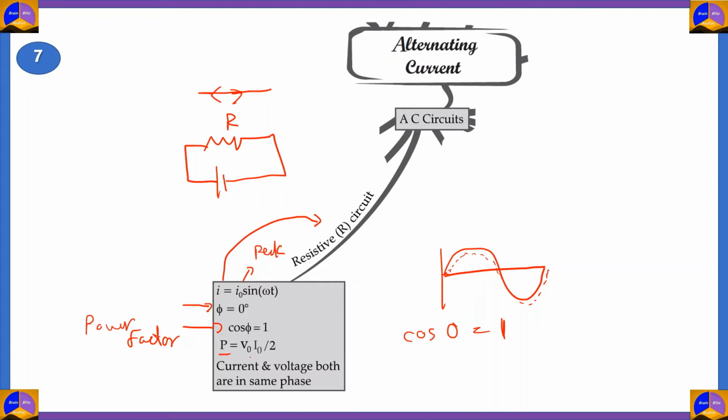So the power here is equal to VI. VI is the formula that we studied for power in the chapter on current electricity. So electric power is equal to VI. So we're using the same thing here, except that we'll be using V naught and I naught to represent the peak values, and then divide the whole thing by 2. And since there is no difference in the phase diagram, we say that current and voltage are both in the same phase. They follow the same path.